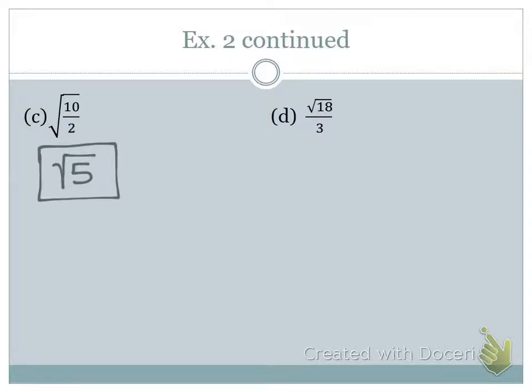All right, now look at letter D. The denominator is already a whole number, so I'm not going to do anything with the 3. I'm going to just bring it down and leave it in my denominator. What do I have to do with the square root of 18, CJ? First of all, is it a perfect square? No. And so can it be simplified?